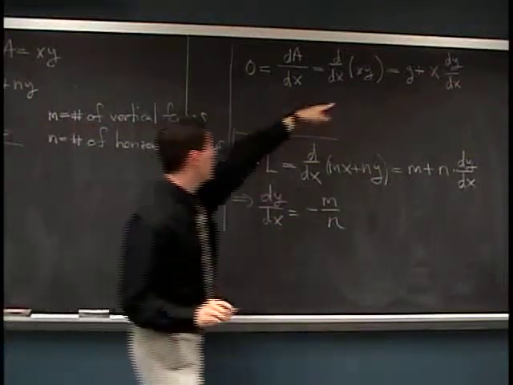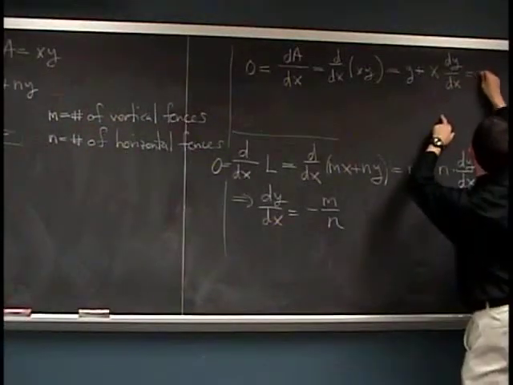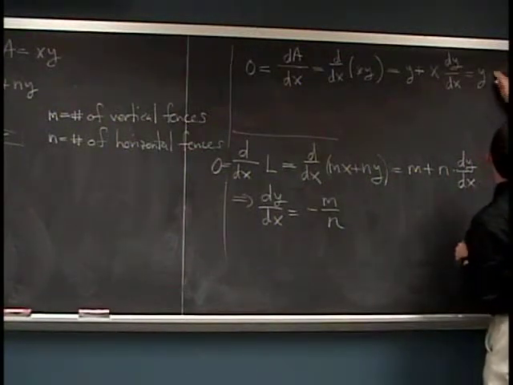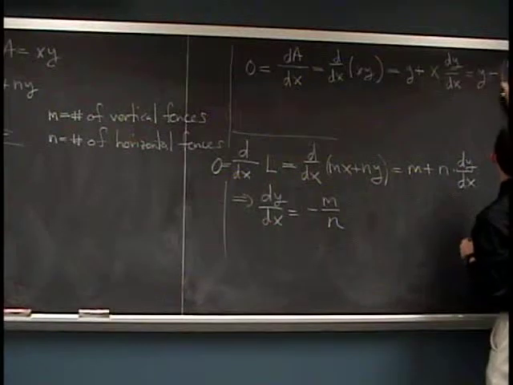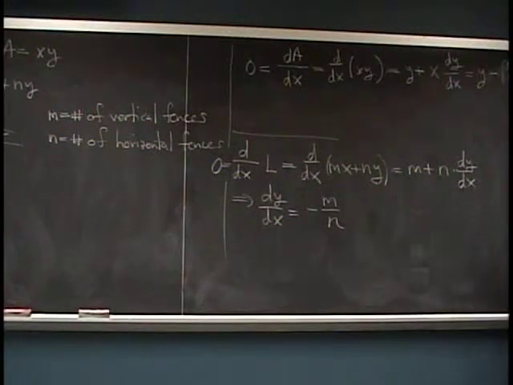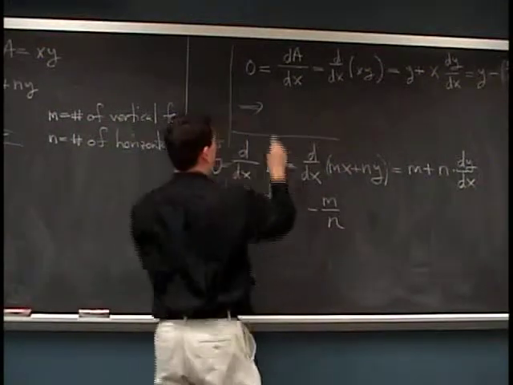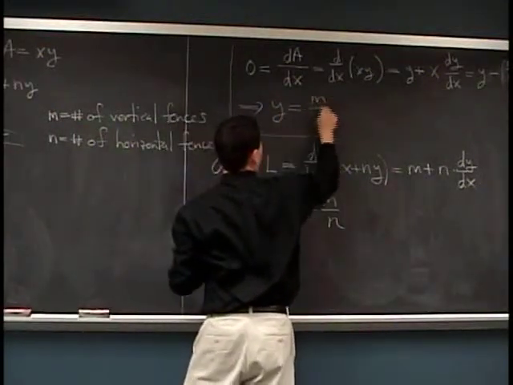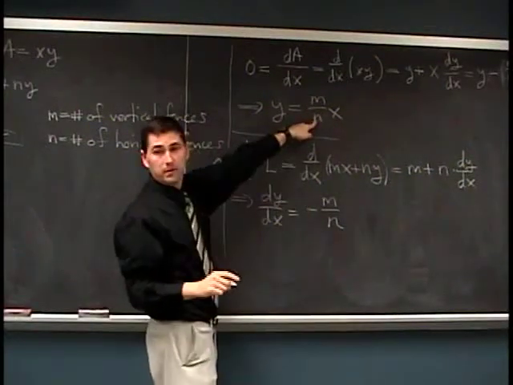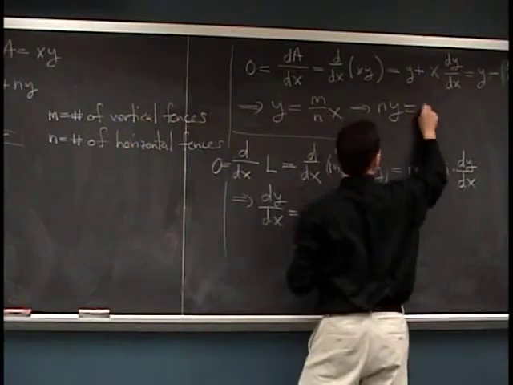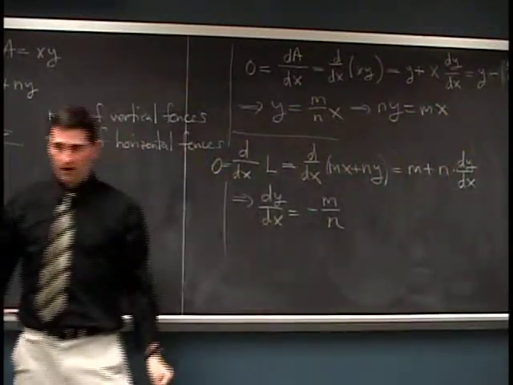Okay. You can plug that into this formula here now. y plus x times minus m over n, so that becomes y minus m over n times x. Okay? So y minus m over n times x equals 0. I can solve for y, and I get y equals m over n x. Or if I want to get rid of the fraction, multiply both sides by n, and I get n times y equals m times x.